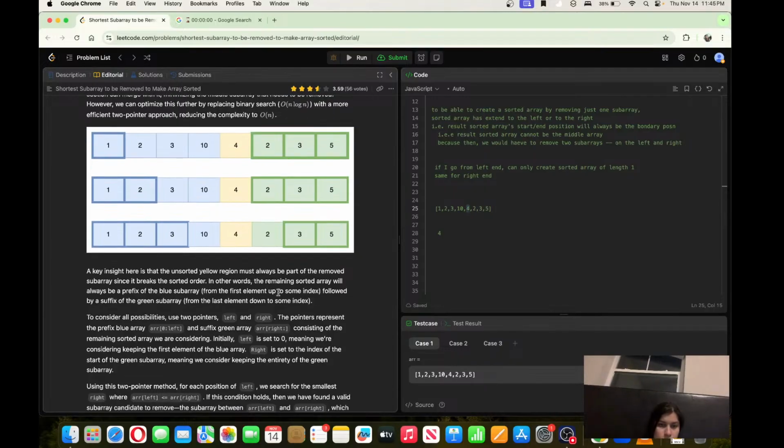In other words, the remaining sorted array will always be a prefix of the blue subarray, and the first element of the sub index followed by a suffix.